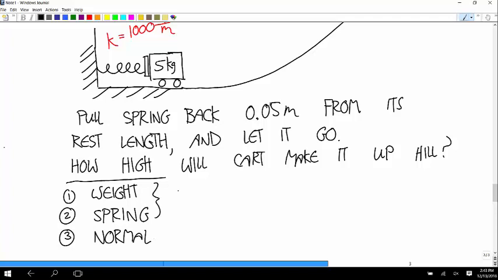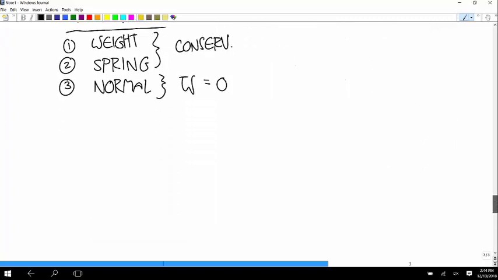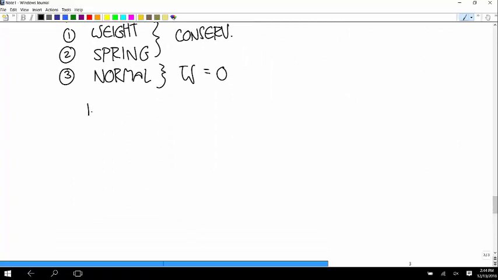Okay. So these are both conservative. We have potential energy functions for those. At least one of those comes up in every conservation of mechanical energy problem, so we're used to seeing those. The normal force is non-conservative, but the work is equal to 0. So we have what's required to use conservation of mechanical energy. There's no non-conservative forces that do work. So now we can split it up into instant 1 and instant 2.